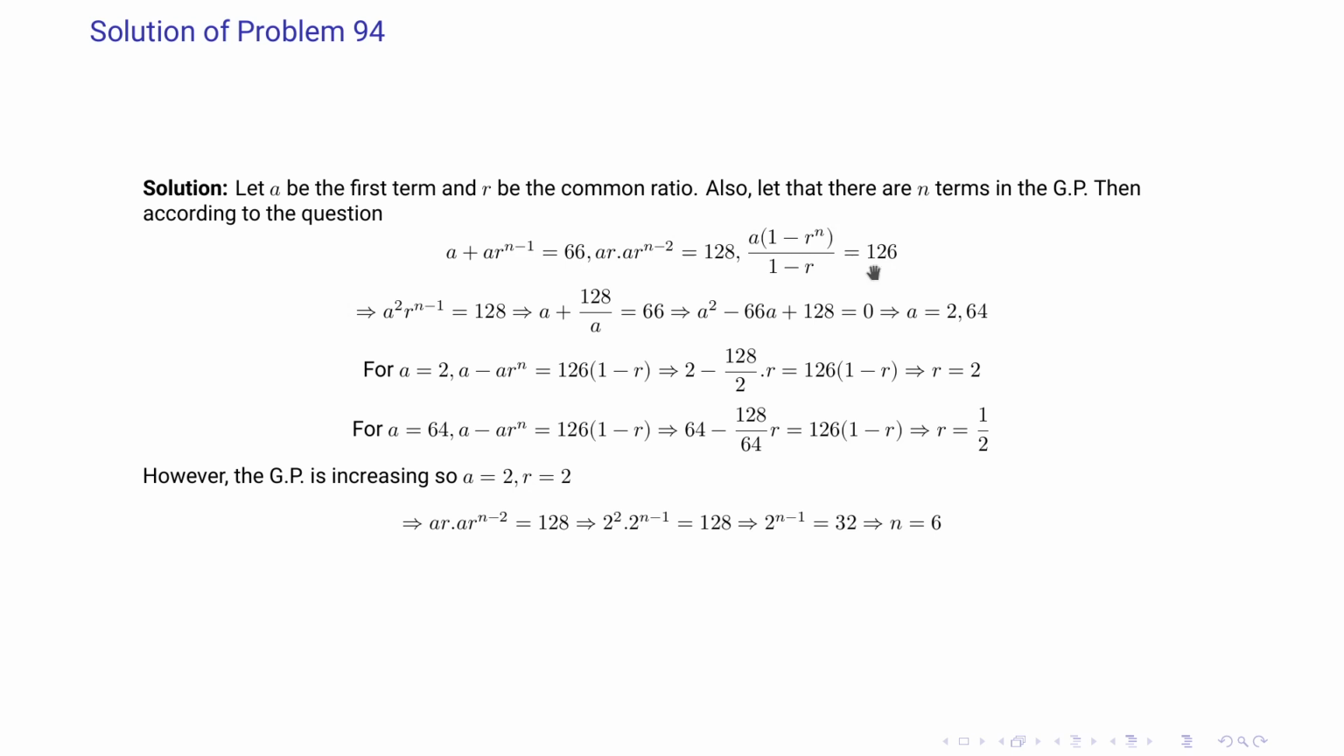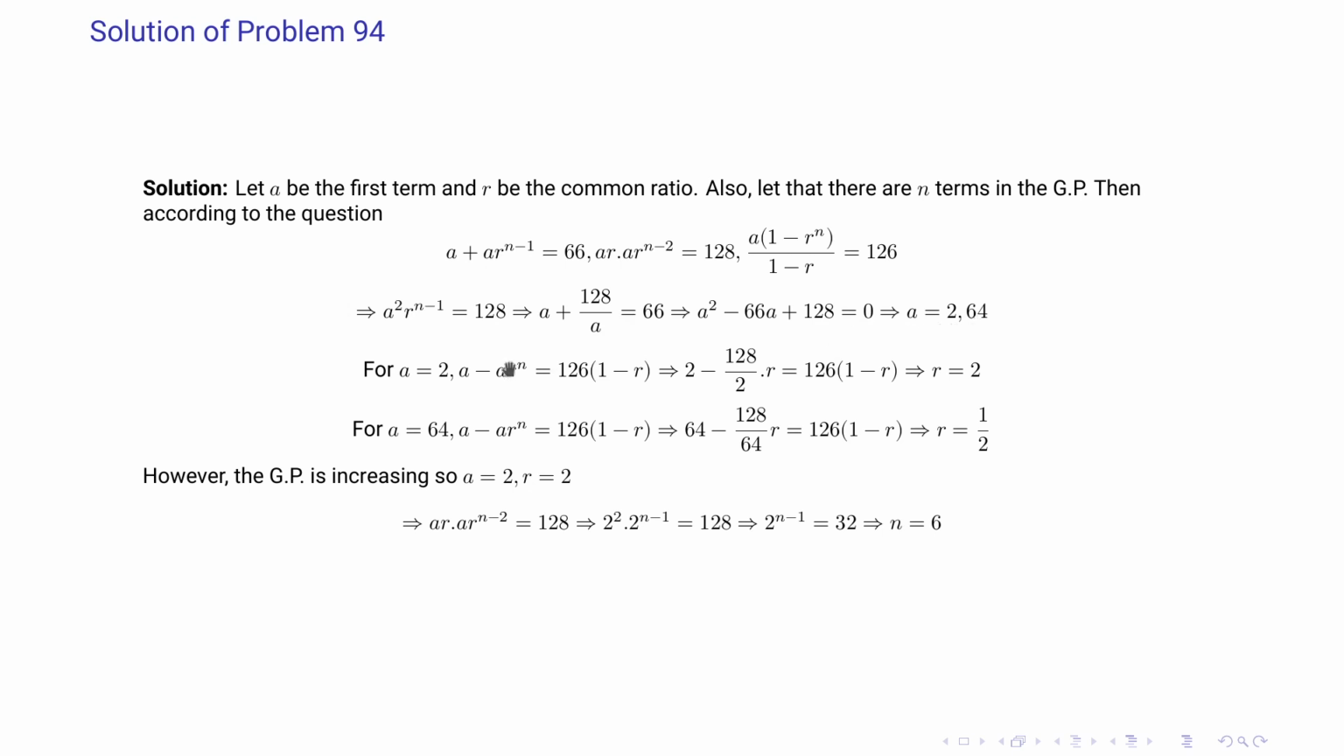solution of three equations. So what we do is we multiply the two terms in the second equation. We get A square into R to the power n minus 1 is equal to 128. Now we can examine this and see that AR to the power n minus 1 is equal to 128 by A. So we substitute that here. So this becomes A plus 128 by A is equal to 66, which becomes a quadratic equation, and we factorize that to get A as 2 and 64.